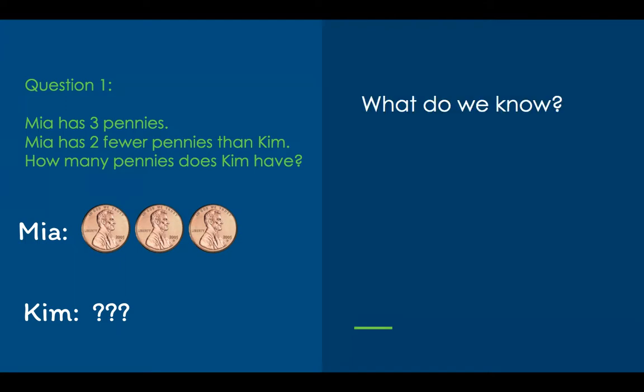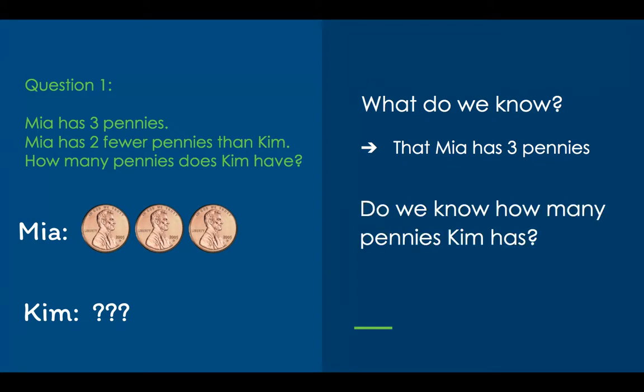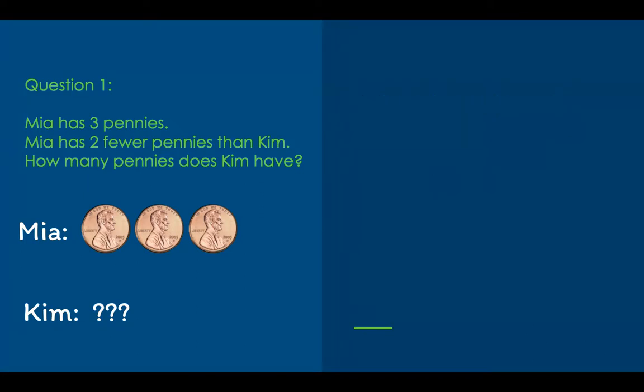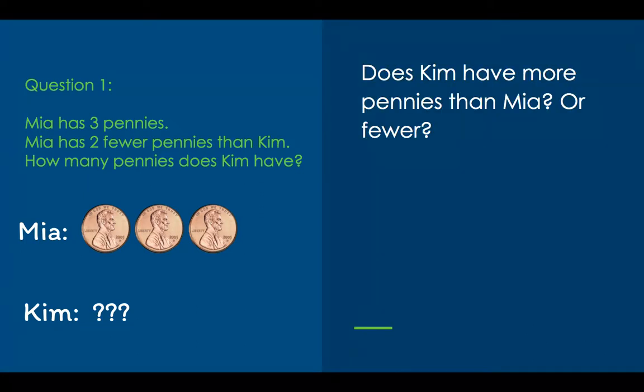So think about what we know. We know that Mia has 3 pennies. Do we know how many pennies Kim has? Not yet. Let's look at the next part of the problem. Mia has 2 fewer pennies than Kim.